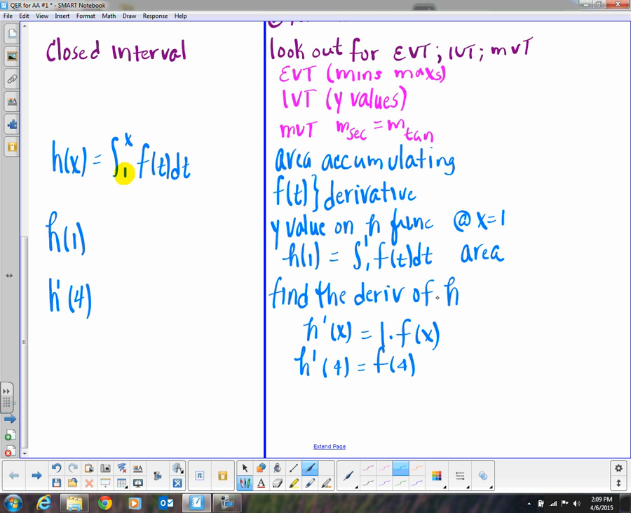So h prime of 4 is going to be the y value of f from what I see. Here I will actually have to find, and I probably should alternate colors, I'm actually going to be substituting in, and I'm going to be finding area. Here the derivative tells me that basically I'm looking at the y value on the f function.